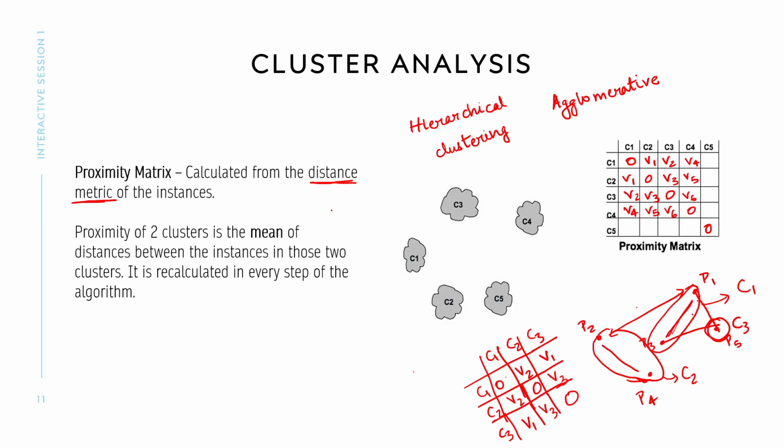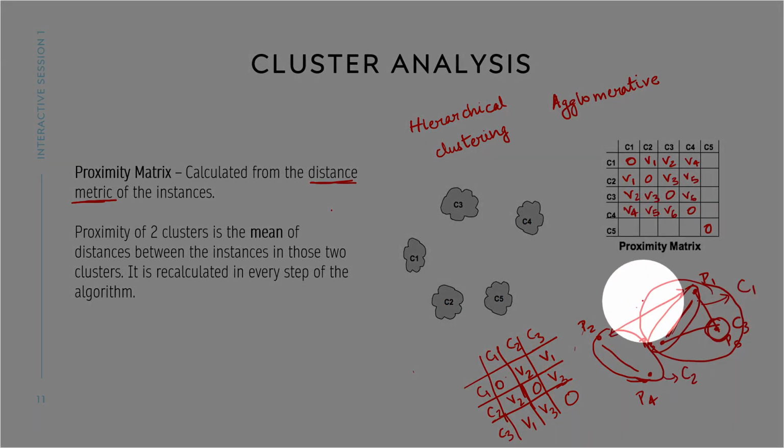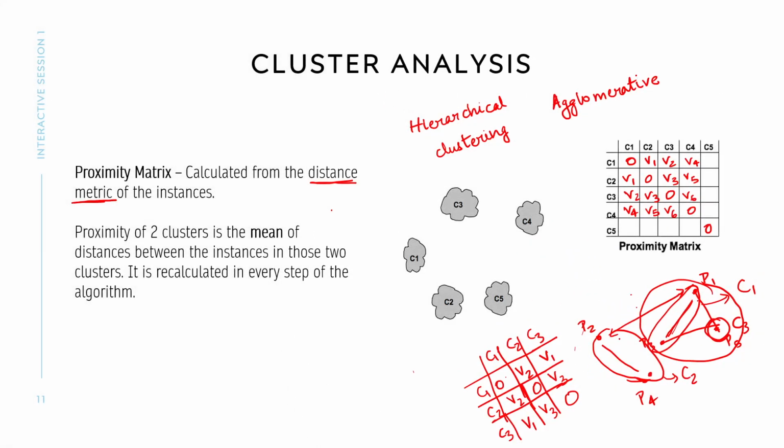Now I see that maybe C1 and C3 are closer, so I will form a cluster based on these two, and C2 remains in its own little cluster. And then the final cluster is just one big cluster of all of them. So that is how agglomerative clustering works, right? You have the smaller points initially, and then you cluster them into bigger and bigger clusters, right? By using this proximity matrix. So that is how the proximity matrix works.